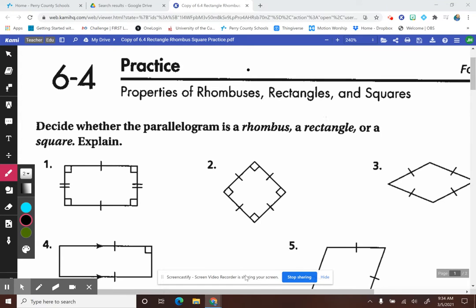All right, guys. So we had a lot of people who are having issues with 6-4 properties of rhombuses, rectangles, and squares. So I want to just go over this really quickly, and look at a few examples to try to help you out. We spent a lot of time in person going back over this yesterday, but I figured I needed to go ahead and get a video for those of you that are on NTI.